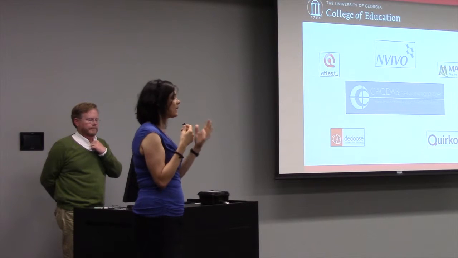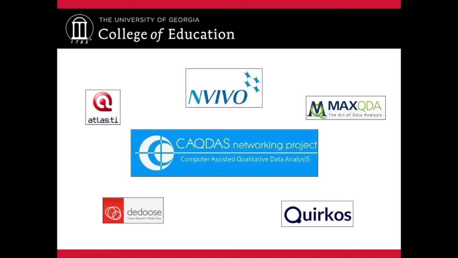I think they've put better security measures in place. A lot of people still use it because it is affordable and in the cloud. And then Quirkos' claim to fame is that it's very simple. It doesn't have a lot of these bells and whistles yet. So if you just have a very simple project and you just want to code, it visually represents the codes in bubbles that get bigger. So people who like the visualization really like Quirkos.